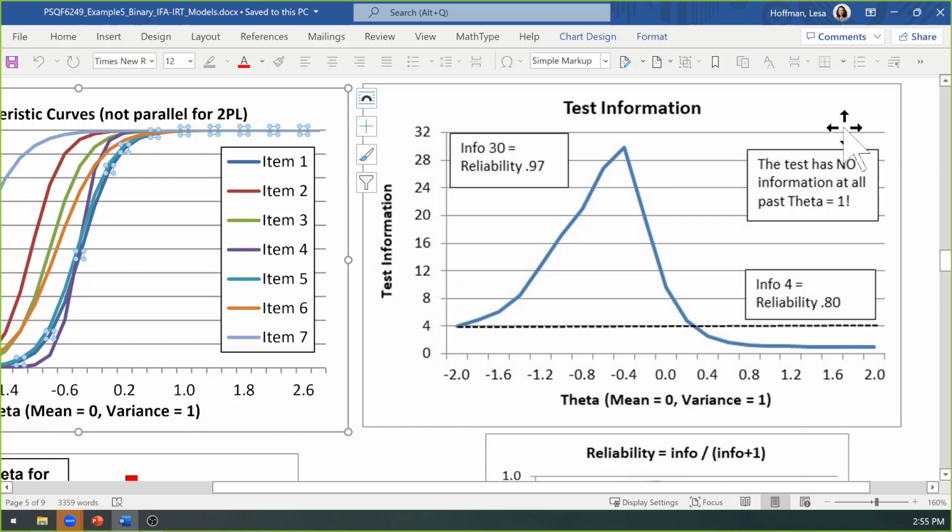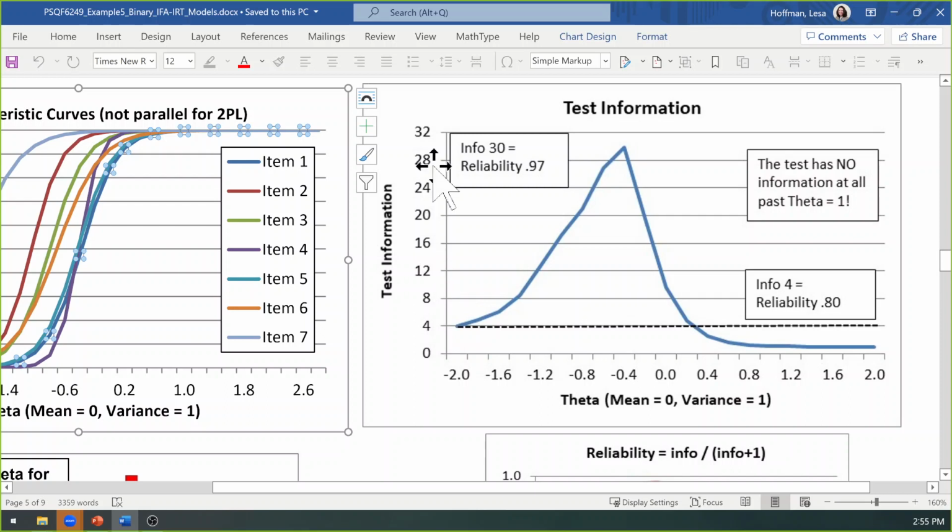So test information is the sum of all the individual item informations, which is the loading squared times the probability of a 1 at that value of theta times the probability of a 0 at that value of theta. So if we can make a curve for each item, add up those curves, and that's test information or total information. So the y-axis is in this weird metric of information where more is better, but regular people aren't going to know what to do with this.